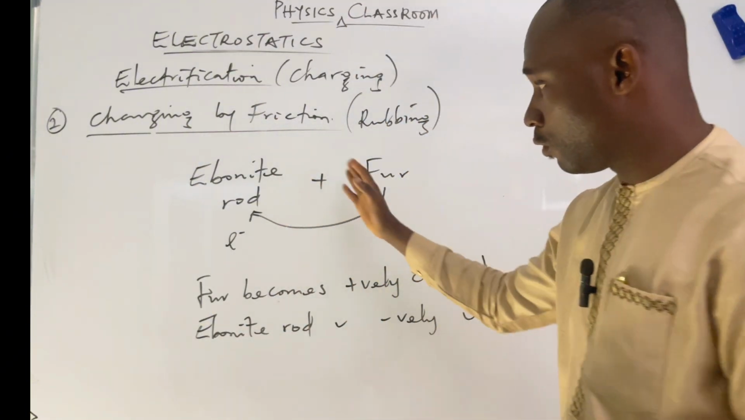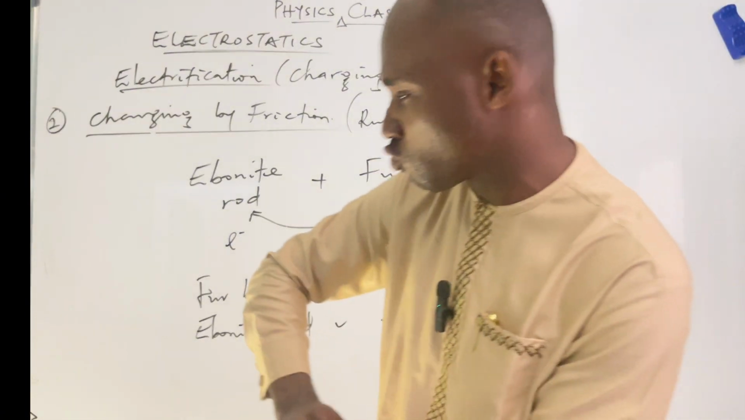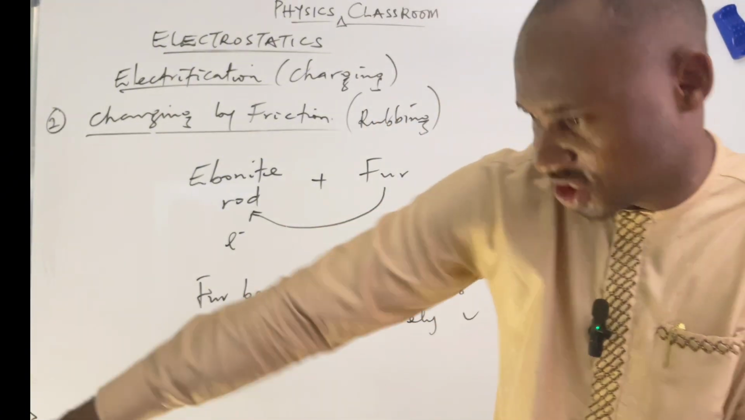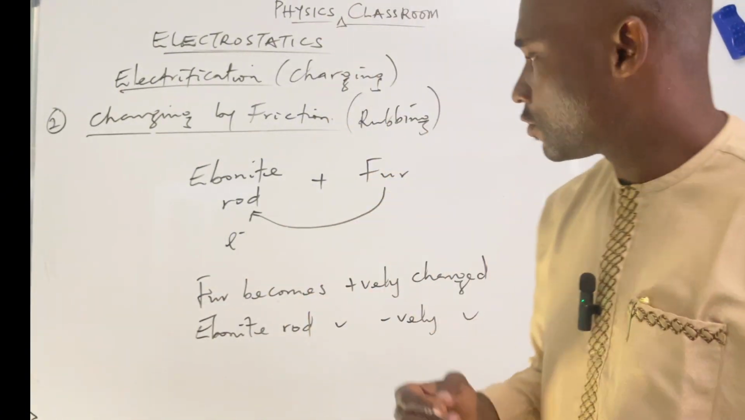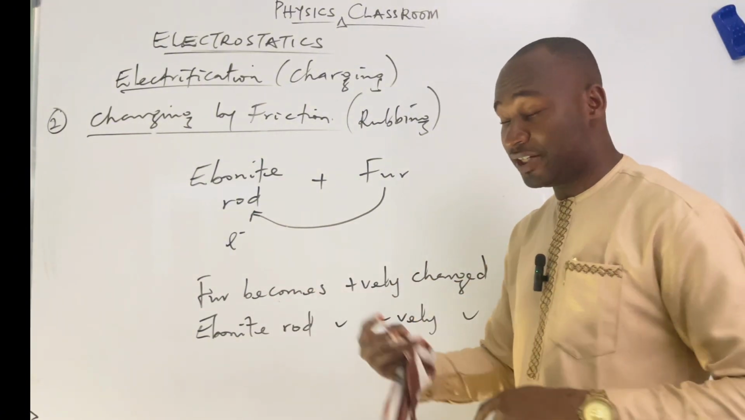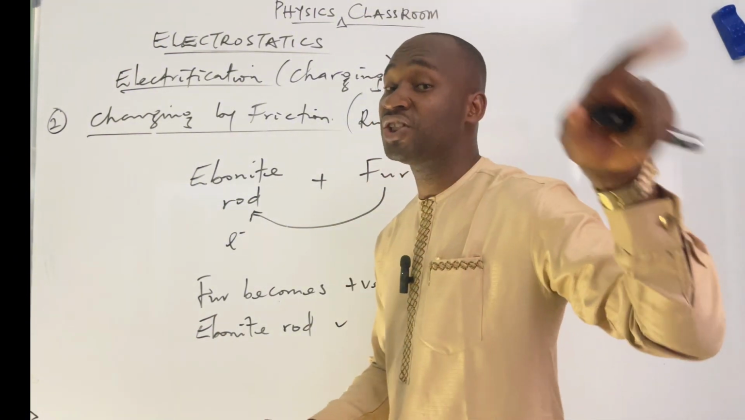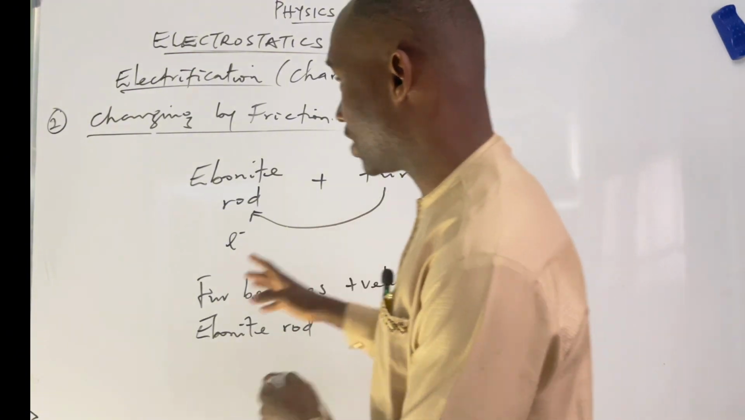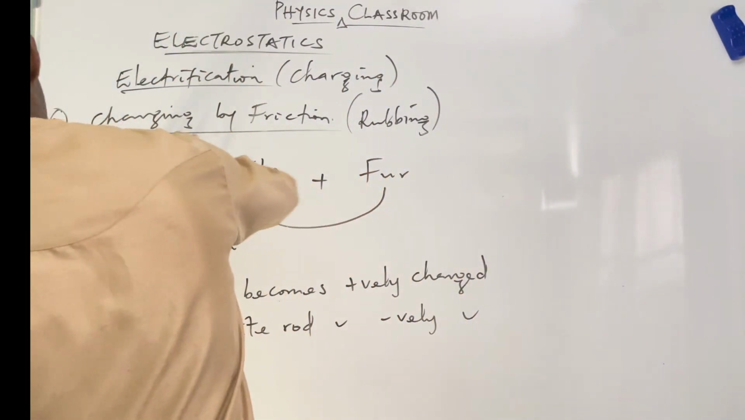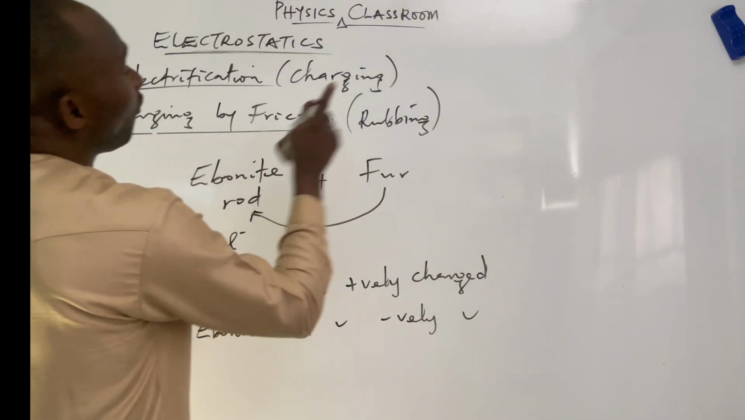The two materials will be in contact, and not just contact. One will have to be rubbed across the other. Hope you understand. Such that both of them will be charged. One of them will lose charge, while the other will gain charge. But both of them will be charged anyway. One will be negatively charged, the other will be positively charged. That's about charging by friction, which is rubbing. You rub one over the other.